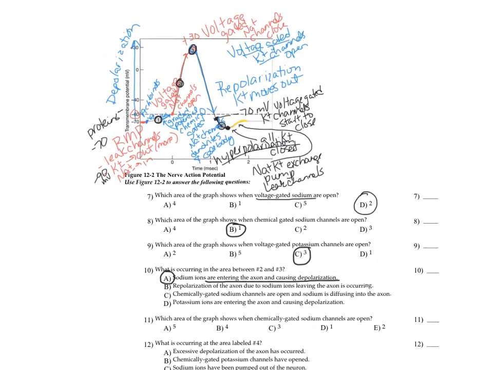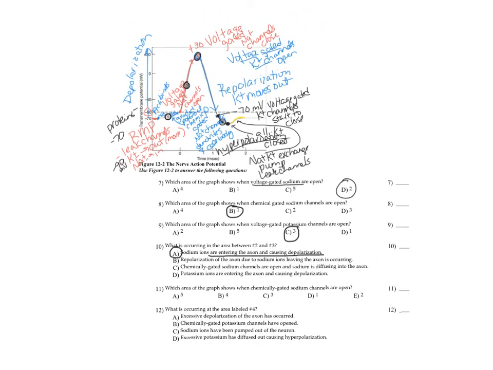Okay, and then 11 is the same question, so I apologize for that. What area of the graph shows when chemical-gated channels are open? Sodium channels, that again is 1. And then the last question is, what's occurring at the area labeled number 4? So here's 4. It's hyperpolarization. What happens during hyperpolarization? Excessive potassium has diffused out, causing hyperpolarization.